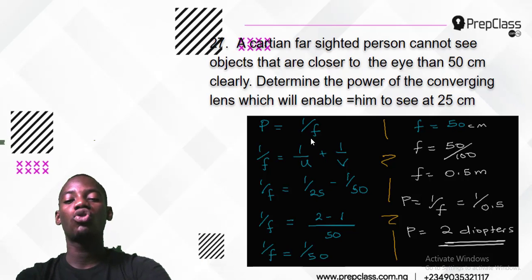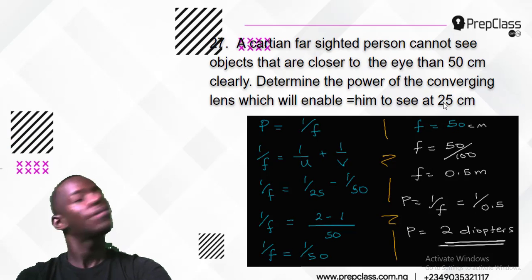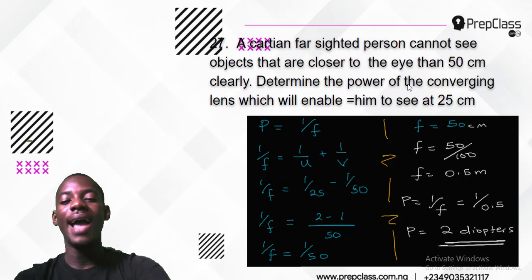Now, you have been given the object distance, and I have been given the image distance, right? So the first thing I must know is that power is equal to the inverse of F, or focal length, and using the mirror formula, 1 over F equals 1 over U plus 1 over V, where F is my focal length, U is the object distance, while V is the image distance, right?